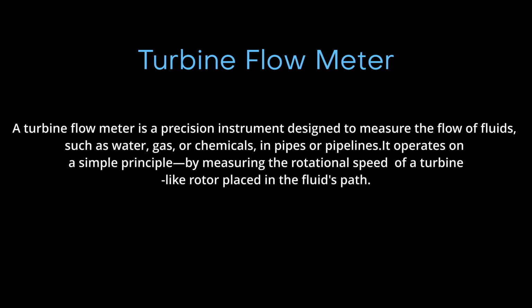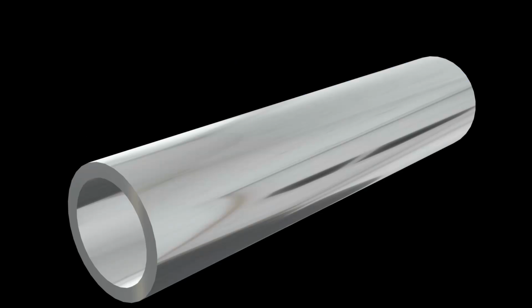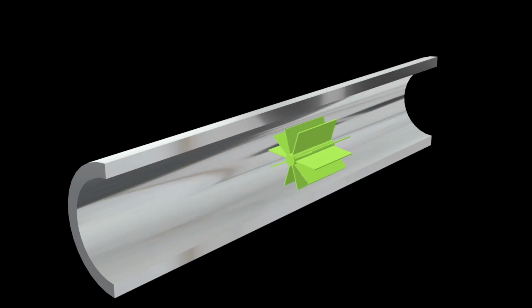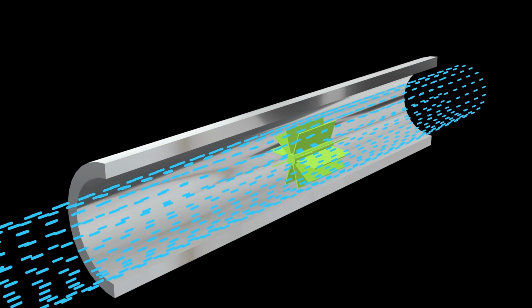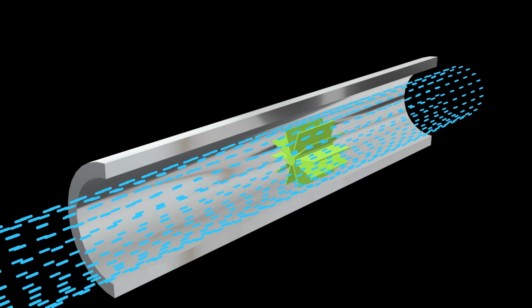So how does it work? As you can see, I have a pipe. If I cross cut the section, you can see that there is a turbine inside of it. Now when the water flows through the pipe, you can see that my turbine is rotating. So what does a turbine flow meter basically do? It measures the flow rate. So how am I calculating it?